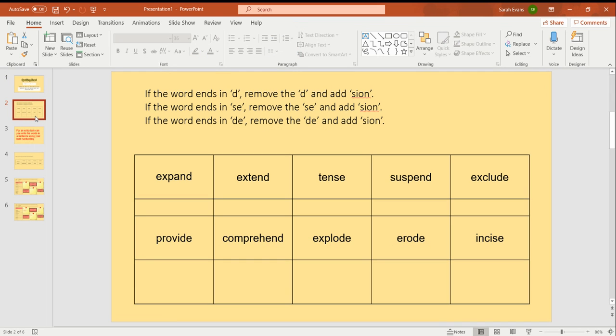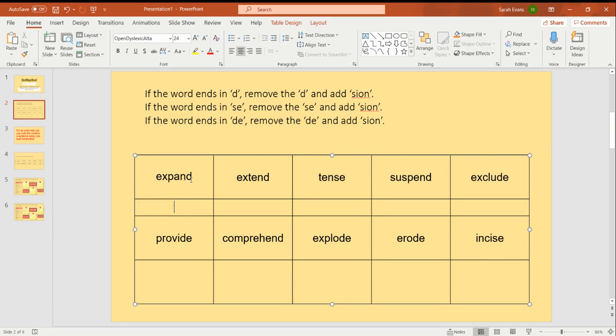Here are some words that you might come across in our language where you have to take off the letter on the end and add SION, okay? So that's our magic 4 letters today. Now this sound, SION, makes a shun sound. Okay, so we don't spell it like SHUN, we say shun.